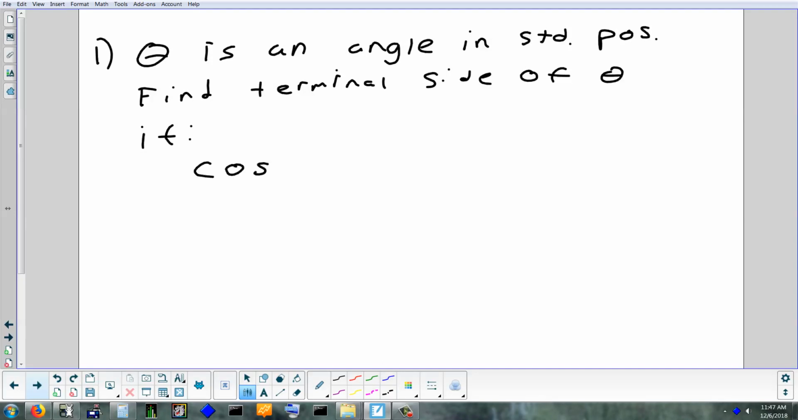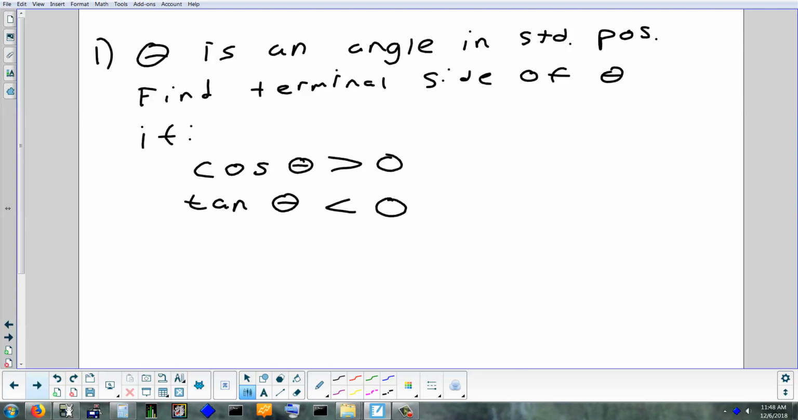The cosine of theta is positive. So I'll tell you that whatever this angle is, if you took the cosine of it, it would come out positive. And the tangent of it would come out negative. So I'm giving you a couple facts about it. Cosine would come out to a positive, and the tangent would come out to a negative.